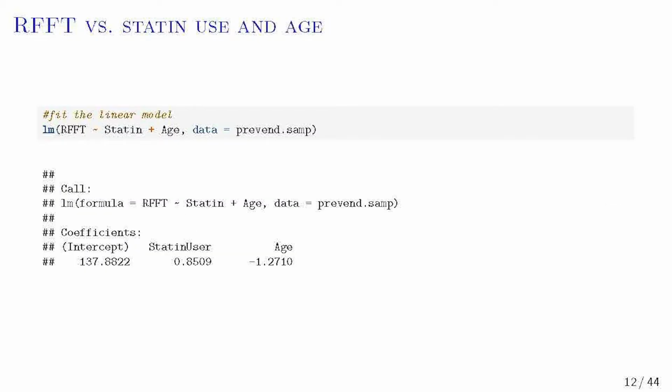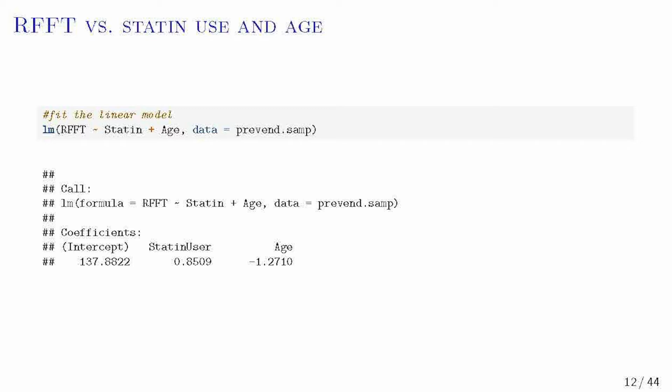And if we estimate that model, we have our score is a function of statin, so it's binary 1-0, plus age, so that's our continuous independent variable. Our coefficient results are 137.882. That's our intercept. That means the average non-statin user, regardless of age, is 130. That's their score, what we would expect.